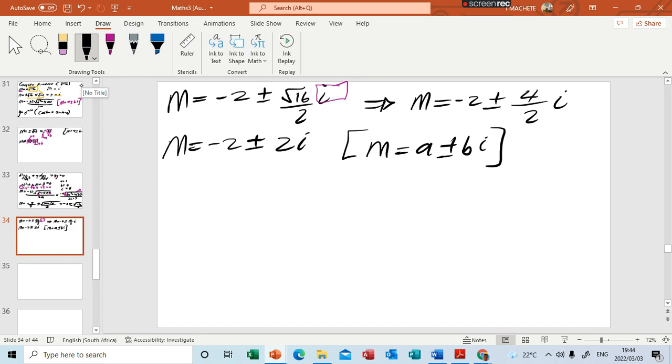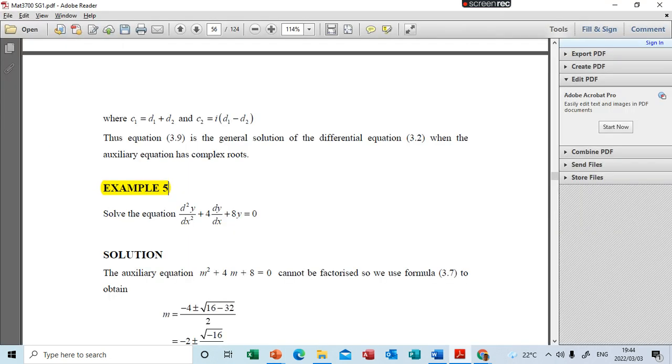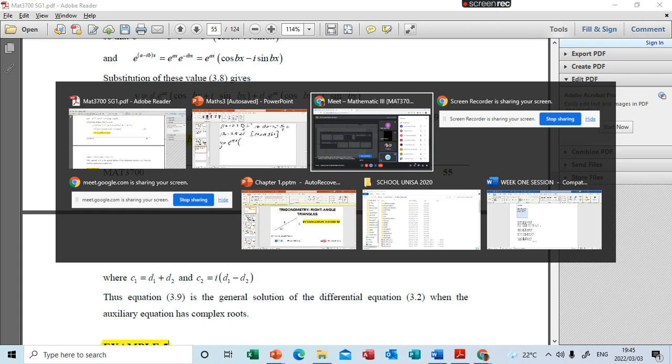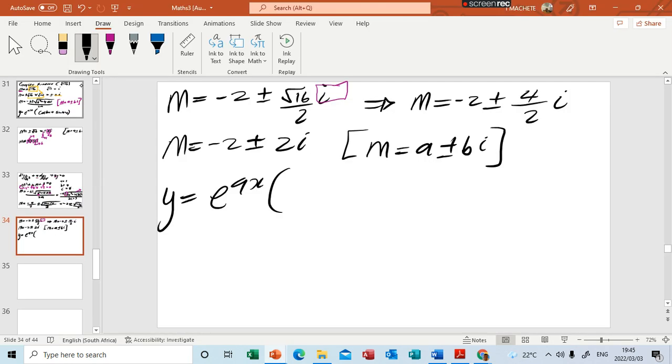Then you're gonna write your equation, your general solution. That equation for your general solution is e^(AX). Is it minus or positive AX? It's positive. Okay, no, it's fine. Positive AX, then C1 cos BX plus C2 sine BX.